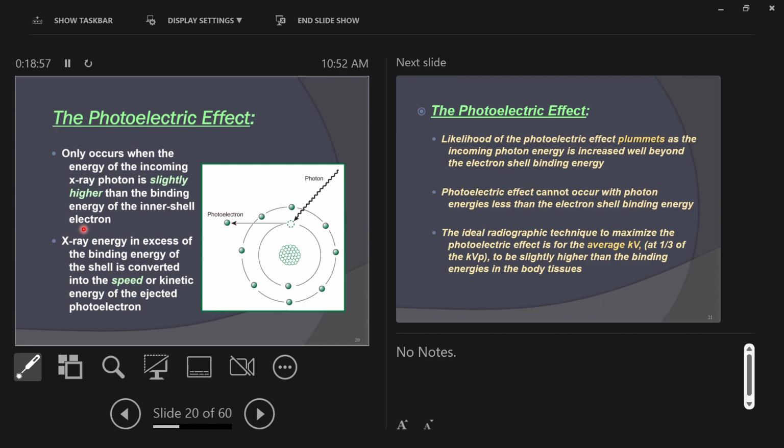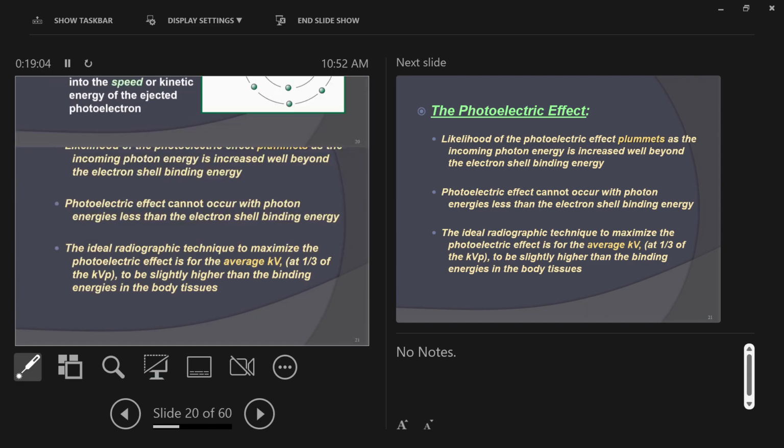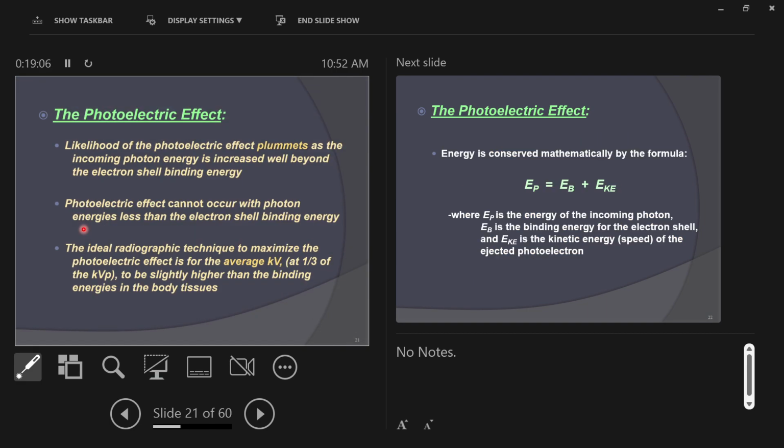Okay, so photoelectric effect is a very specific effect producing the white on the image, and it can only happen when the X-ray photon's energy is close to, a little bit more, but close to the binding energy for the electron. Okay, let's move forward.